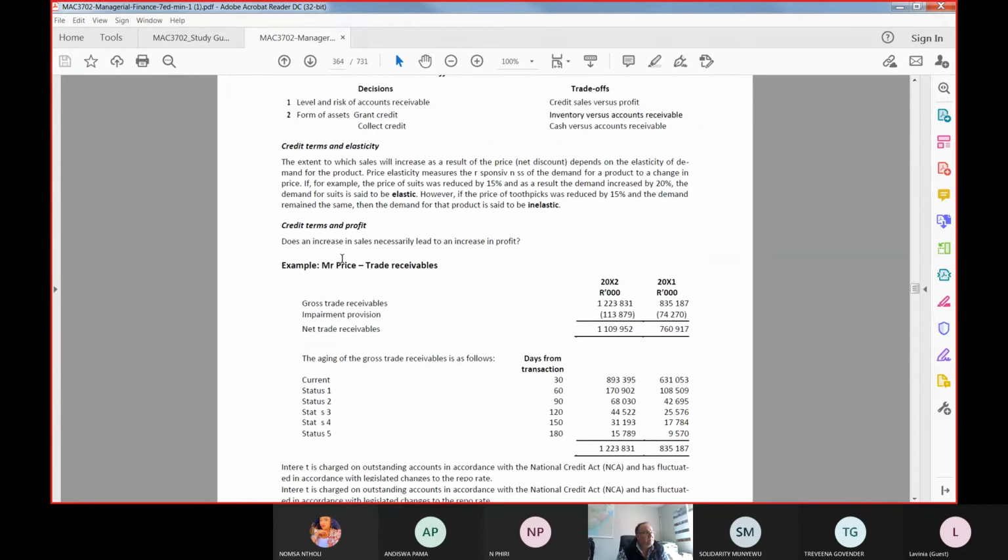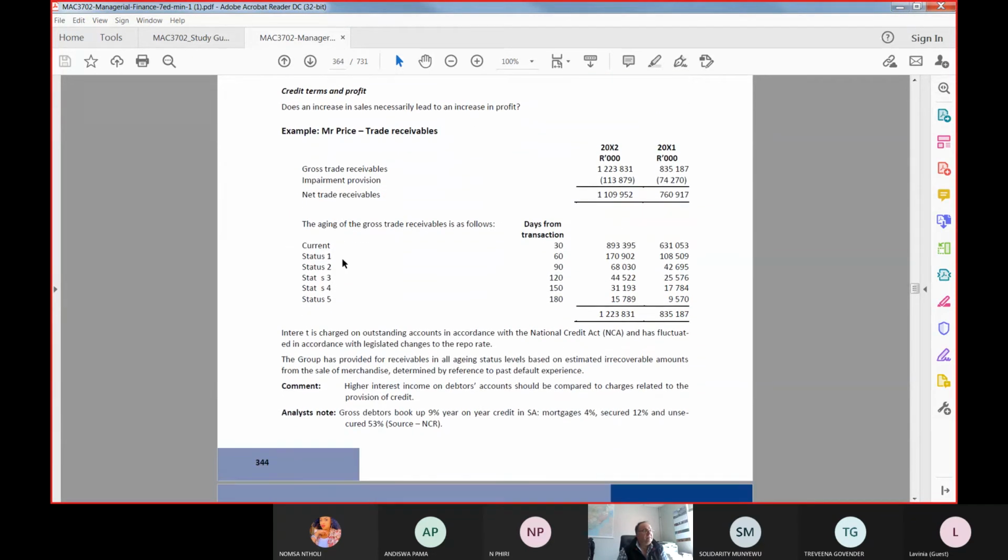Here, start the question is here. Mr. Price trade receivables are as follows. So here we have to take into consideration what happened to our debtors at the end of the year. Okay, so Mr. Price trade receivables are as follows.